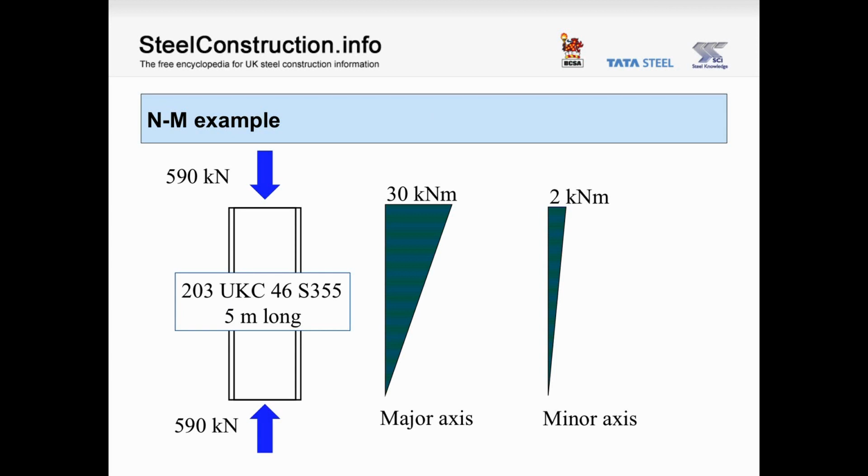So a numerical example. It is a universal column section, a 203 UKC 46. It's in S355 steel and it's 5 meters long. It has a modest axial load of 590 kilonewtons. It has a bending moment of 30 kilonewton meters about the major axis.